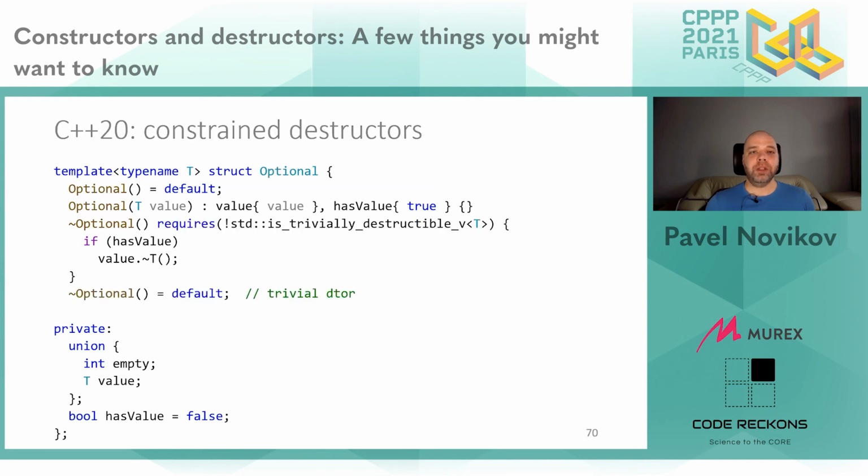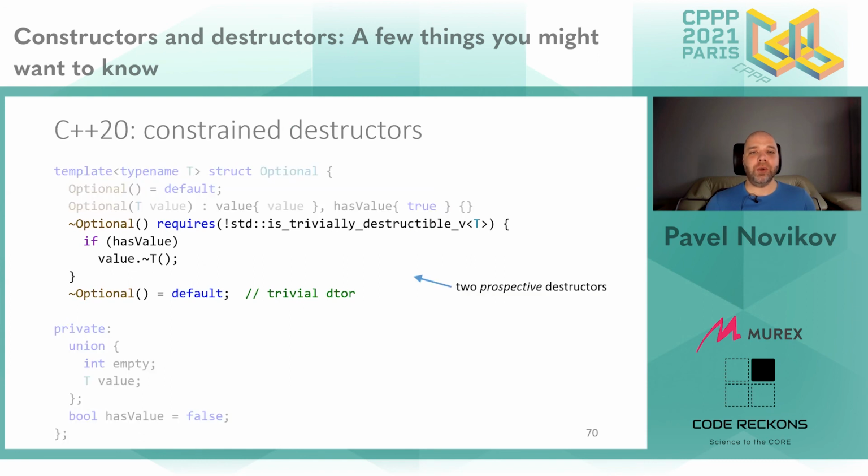And so in C++20, we now can have so-called prospective destructors, where all but one of the destructors should be constrained. That is, they have to have a requires clause. And in this case, we require that our first prospective destructor is viable for types that are not trivially destructible, so we have to destruct them manually. Otherwise, if this requirement doesn't hold, the other destructor, the trivial destructor, will take place. And so, curiously, we now can have multiple destructors since C++20.